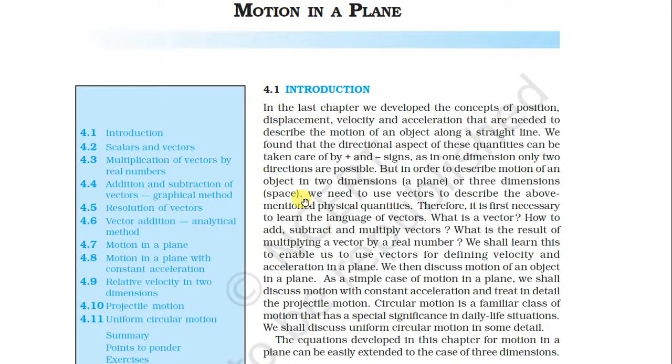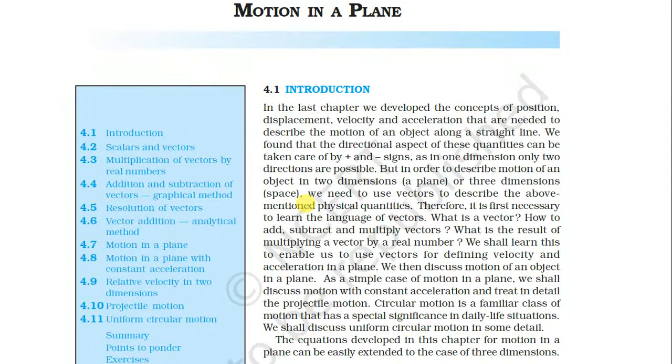In the last chapter, we developed the concepts of position, displacement, velocity, and acceleration that are needed to describe the motion of an object along a straight line. We found that the directional aspect of these quantities can be taken care of by plus and minus signs, as in one dimension there are only two directions. In order to describe motion of an object in two or three dimensions, we need to use vectors to describe the above mentioned physical quantities.